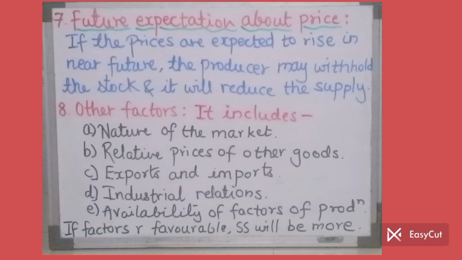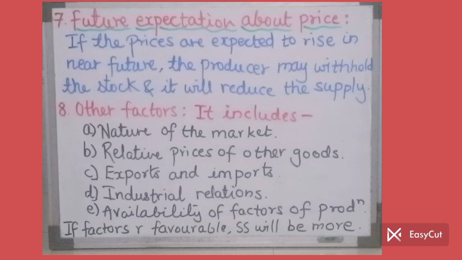So let us put it in simple words. If the prices are expected to rise in near future, the producer may withhold the stock in anticipation of increased profit in future, and it will reduce current supply in the market.